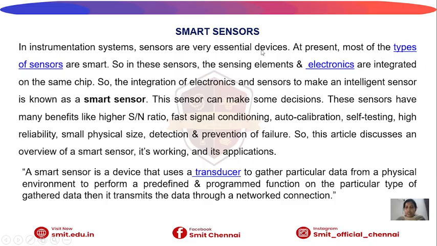What is meant by a smart sensor? Most of the types of sensors are smart. That is, these sensors have sensing elements and electronics integrated on the same chip. That's why we call it a smart sensor. The integration of electronics and sensors makes an intelligent sensor. So that's why we call it a smart sensor or intelligent sensor.